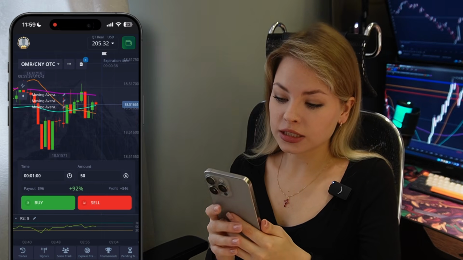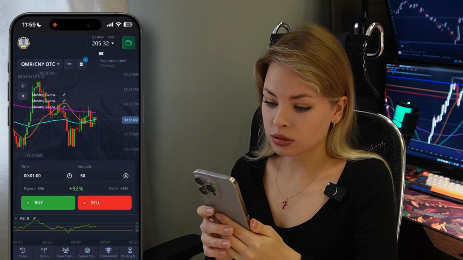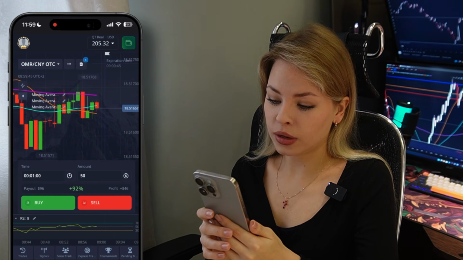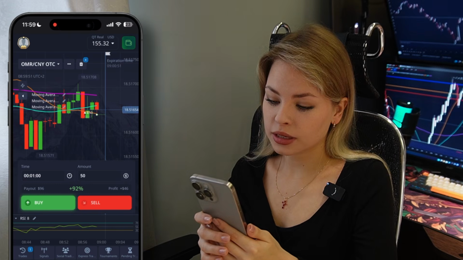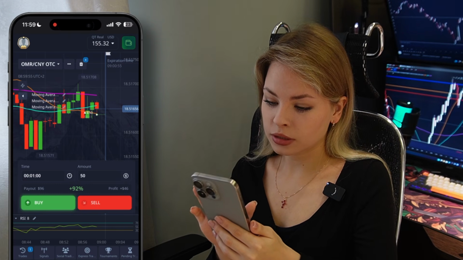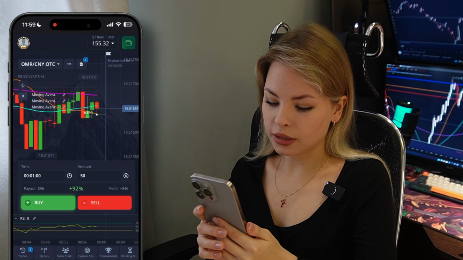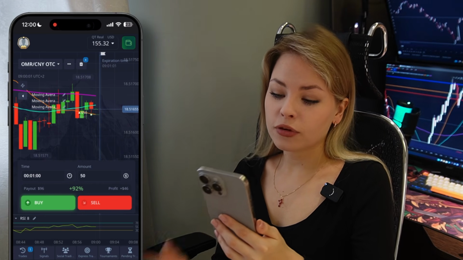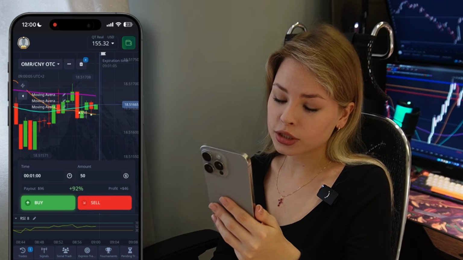So guys, I wait until the red candle touches the EMA 20, because I want to see a clear bounce from this line, and I will go long here. In this case, let's just wait for a little bit. Okay, and go long. My first trade is 1 minute and $50 to enter.